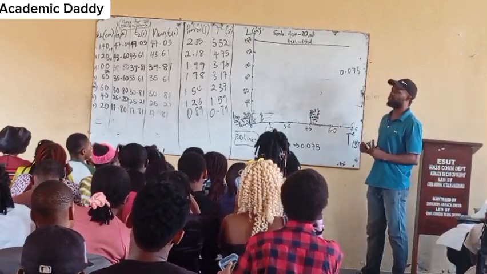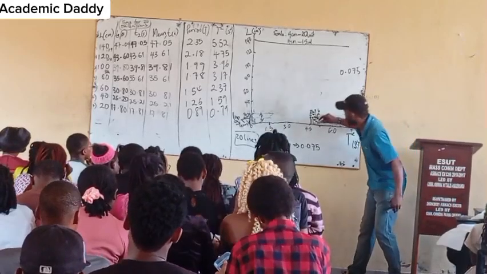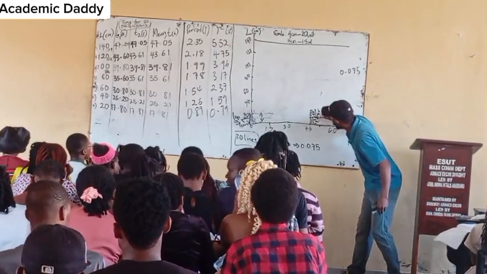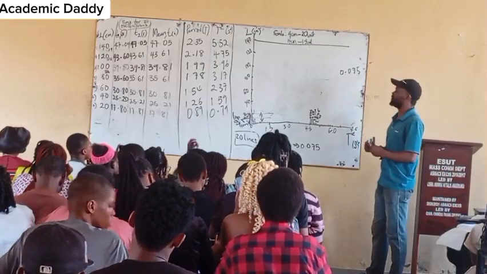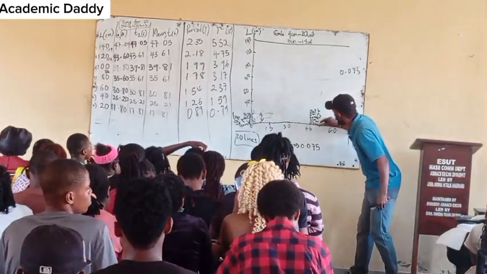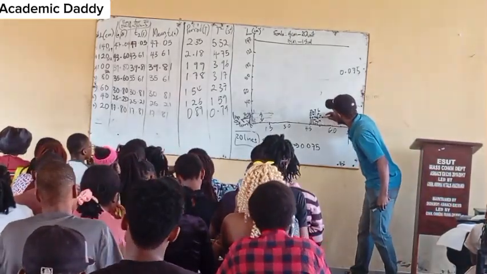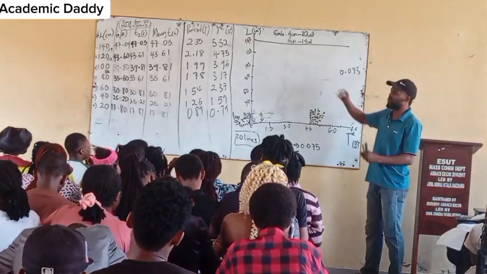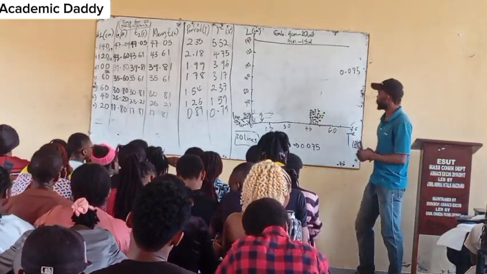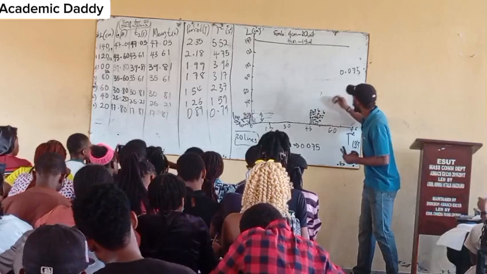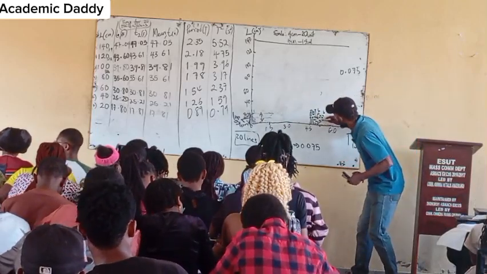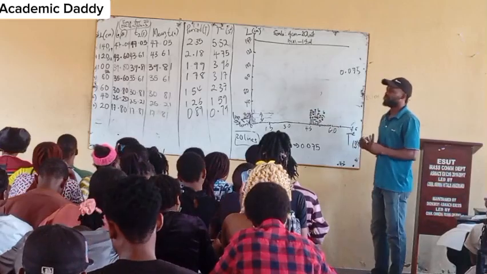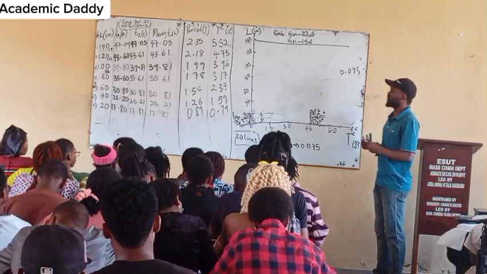4.875 plus 0.075 is 4.95. Now, 4.95 plus 0.075 is 5.025. Remember, we are looking for 5.52. That's why we are doing this. Now, 5.025 plus 0.075 is 5.1, plus 0.075.